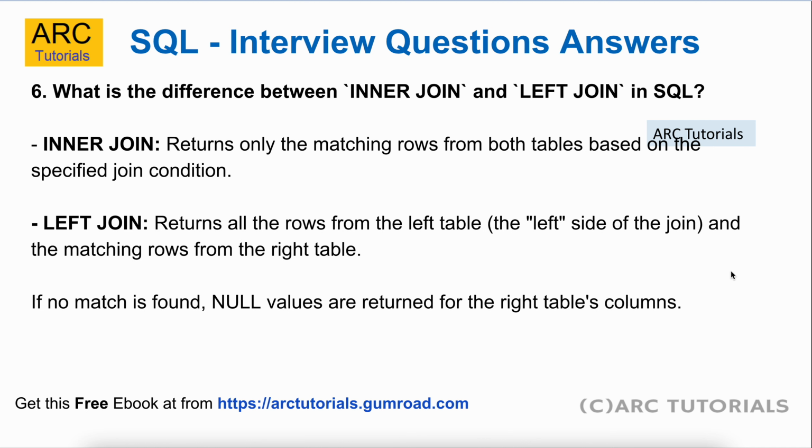What is the difference between inner join and left join in SQL? Inner join returns only the matching rows from both tables based on the specified join condition. So when you're running a query and trying to use inner join to join two tables, it will return only the matching rows from both the tables. Left join will return all the rows from the left table, the left side of the join, and the matching rows from the right side. If no match is found, null values are returned for the right table's columns.